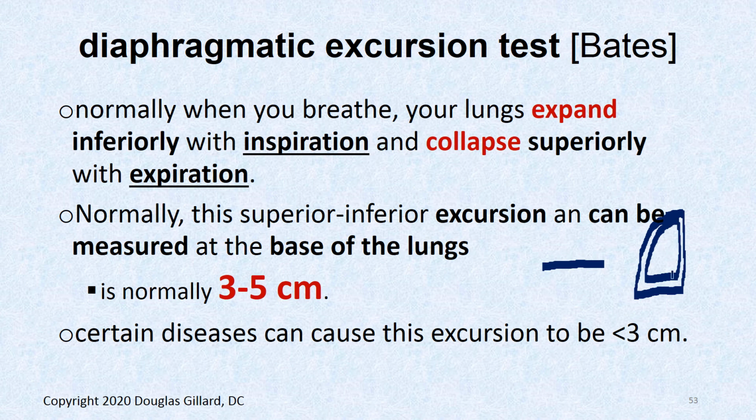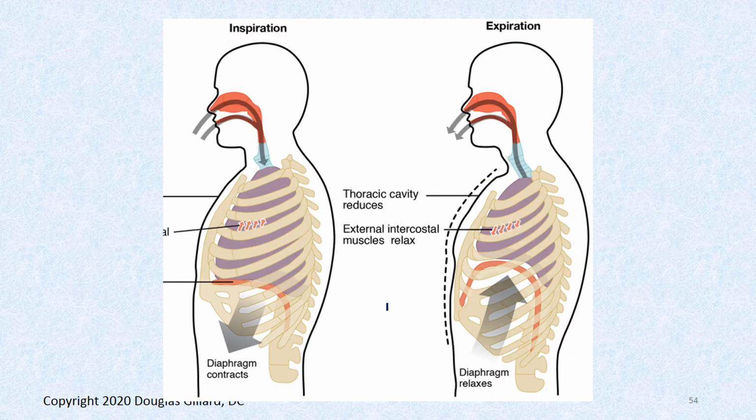All right? So we can percuss in both states. We can find the bottom of the lungs, which will be a dull sound, and mark that with a pencil. We can have you inspire and mark that, and then take a tape measure and measure the distance here in the mid-scapular line. That is excursion. Studies have shown that most humans have at least 3 centimeters of excursion between inspiration and expiration. Okay, so that's exactly what we're doing.